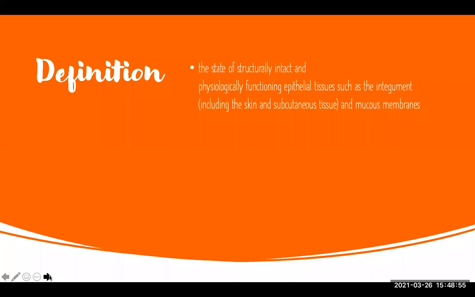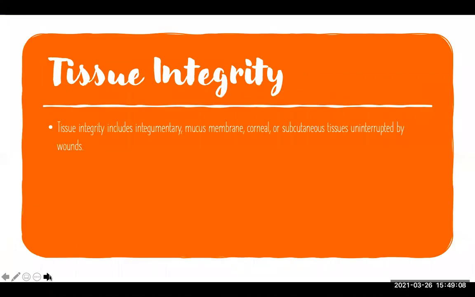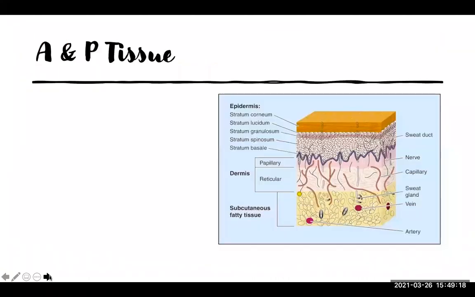The definition, as stated in your book, is a state of structurally intact and physiologically functioning epithelial tissue such as the integument and mucous membranes. Essentially, it's the integrity of mucous membranes, the corneal tissue of the eyes, and subcutaneous tissue that's uninterrupted.